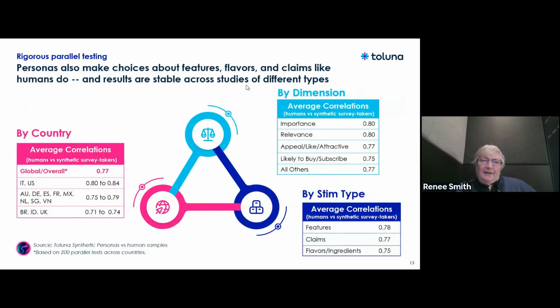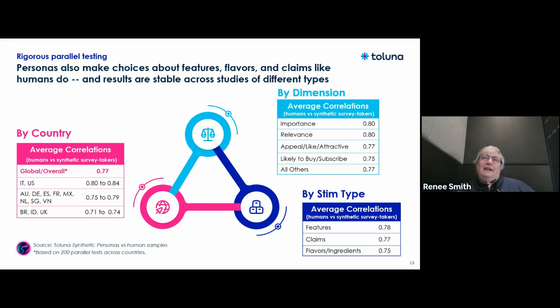So this is related to the claims or message testing, the trade-offs that I was speaking about. Again, what we're showing here are parallel test results. The synthetic is coming from the personas, and humans are the same test run with humans. At this point, we've probably done more than 200 of these, but this slide is based on 200 tests across countries. And what you can see are the global average.